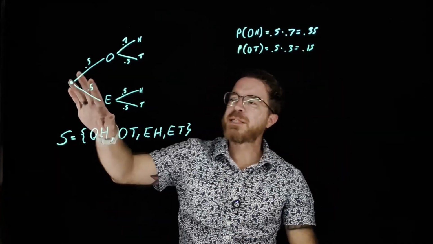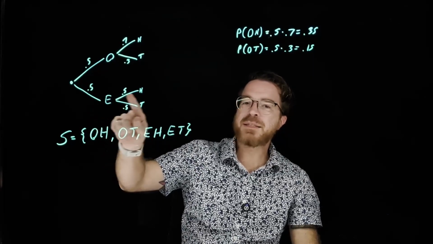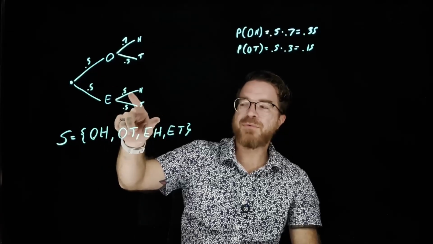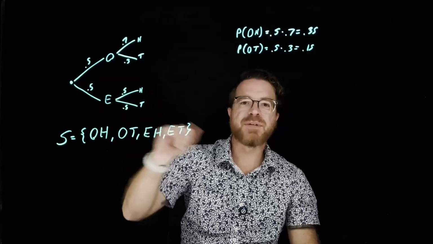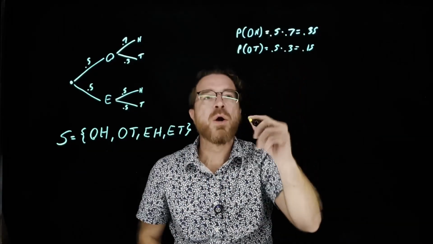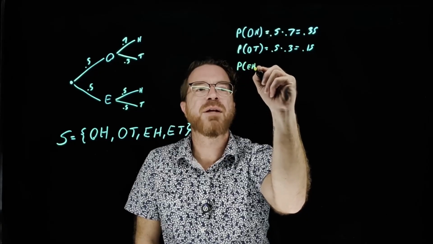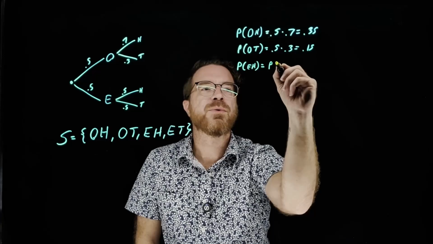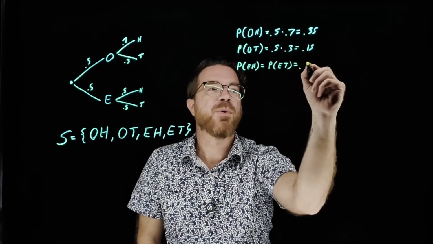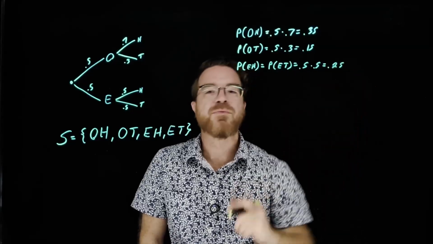Now, if I go down these branches, I need to get even heads and even tails. Well, if I look at this, I'm going to get the same probability for both. So probability of even and heads is 0.5 times 0.5. Probability of even tails, 0.5 times 0.5. So instead of writing each one of them, just like I did before, what I'm going to do is say that the probability of even followed by heads is equal to the probability of even followed by tails equals 0.5 times 0.5, which is equal to 0.25.